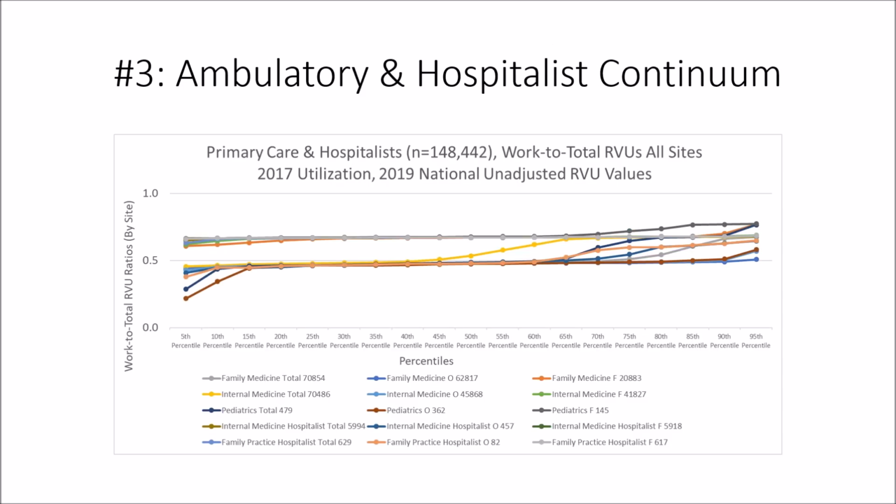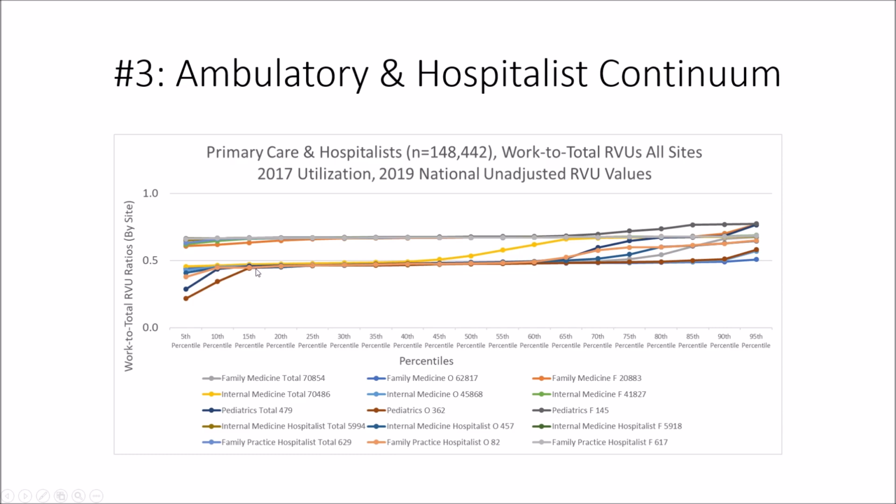The third major observation from the provider utilization and RVU data is the fairly uniform variation between primary care providers in internal medicine, family medicine, and pediatrics, and their hospitalist counterparts. As shown before, the hospitalist work to total RVU ratios are extremely flat and predictable. This is represented among the tight cluster of hospitalist ratios here at about the 0.7 level along the vertical axis. In the lower half of the distribution, all 3 primary care specialties are demonstrating fairly flat, consistent work to total RVU ratios just below 50% when using unadjusted national RVU weights.